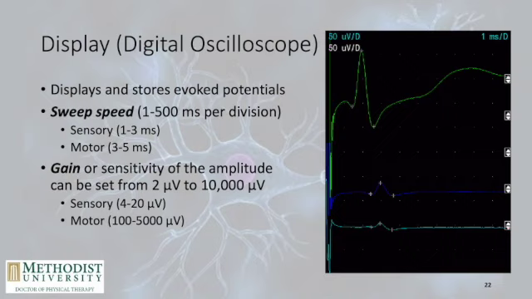And what we're looking at here is a sweep speed and a gain. Sweep speed is going to be between 1 and 500 milliseconds per division, and a gain is going to be set.